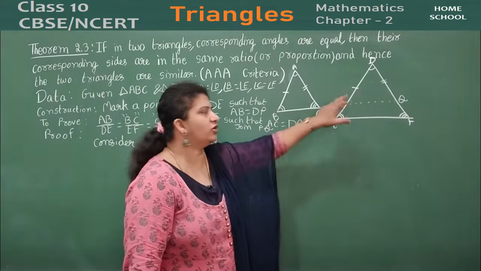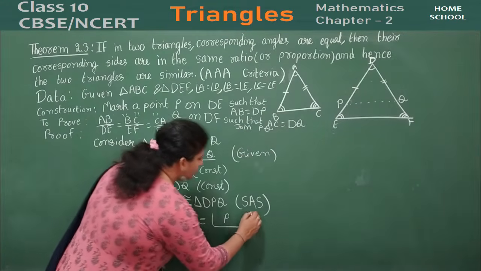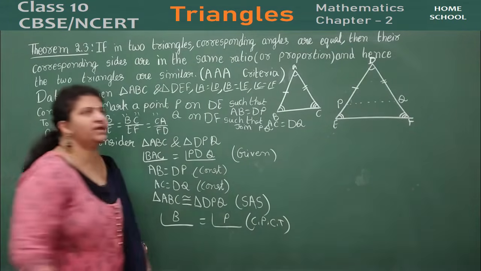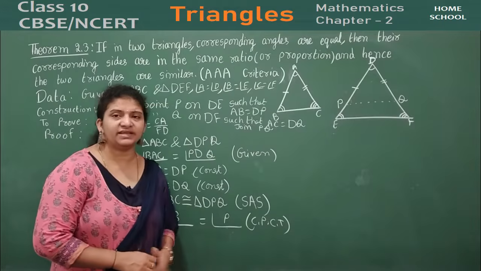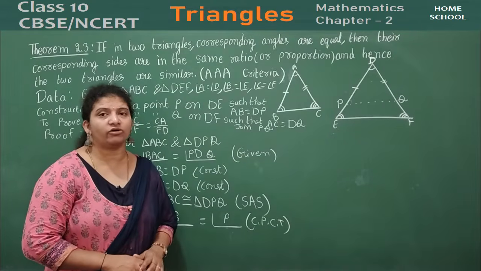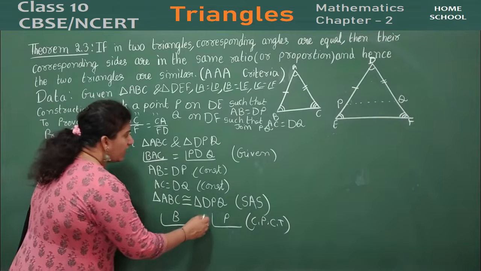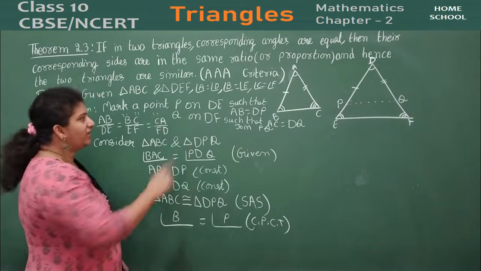Angle B is equal to angle P. How are you saying this? By CPCT. What is CPCT? Corresponding parts of congruent triangles. So now, congruent triangles. But what is given here?